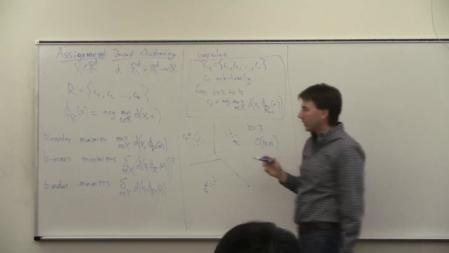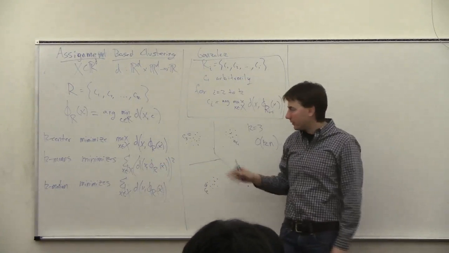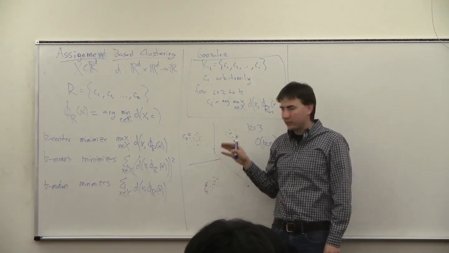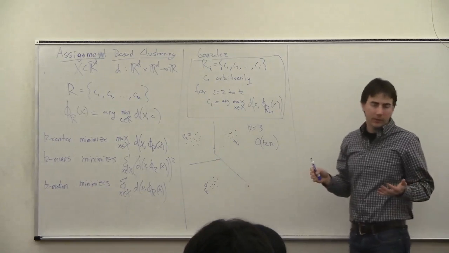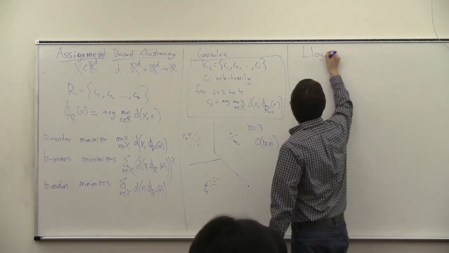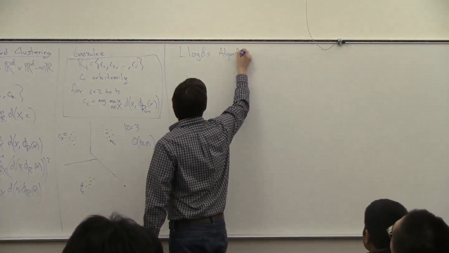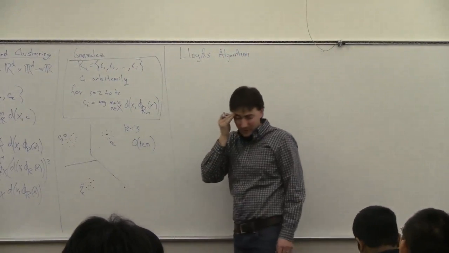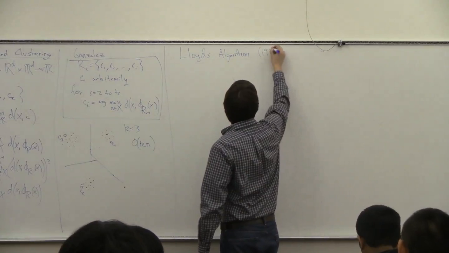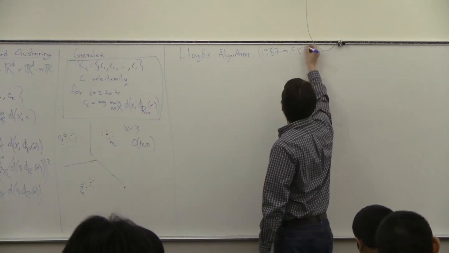But typically when you're talking about the k-means optimization, most people have heard of k-means clustering, right? There's typically one algorithm you think of when you think of k-means clustering, and among the people who discuss this, it's called Lloyd's algorithm. Apparently Lloyd discovered this in 1957, but he didn't publish it until 1982 for some reason.